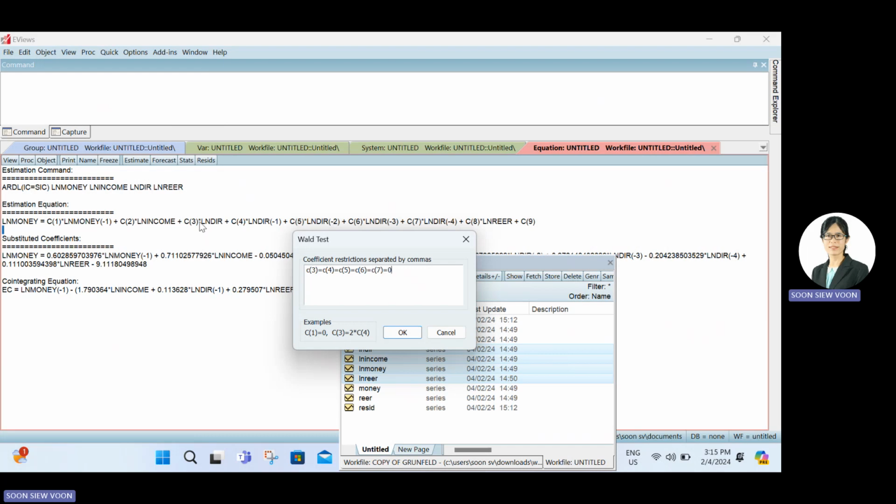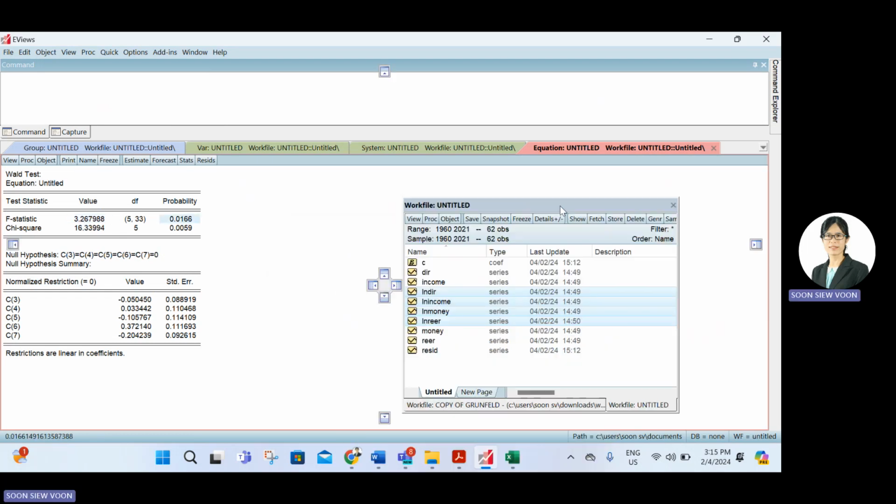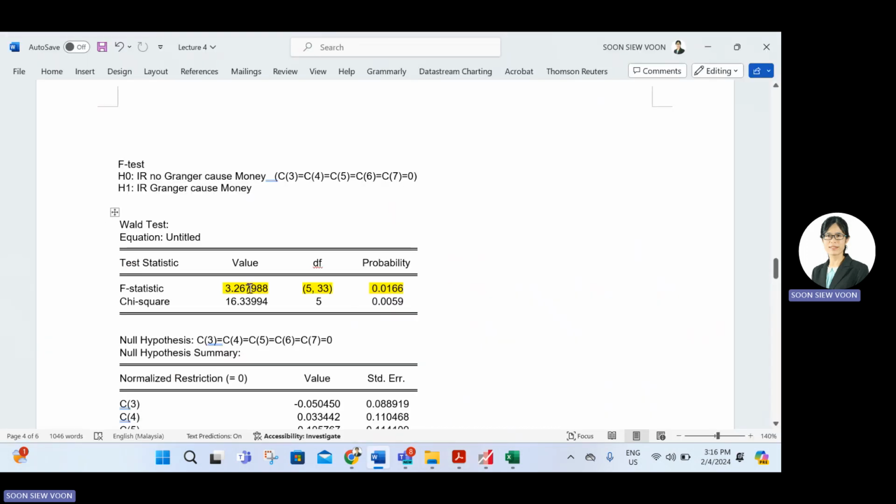So I want to test, by using the Wald test, whether the coefficients for this interest rate equal 0 or not equal 0. Then you click OK. The result returned is significant at 5%, 3.2679, together with the p-value 0.0166. So it is significant at 5%. So you reject the hypothesis at 5%.